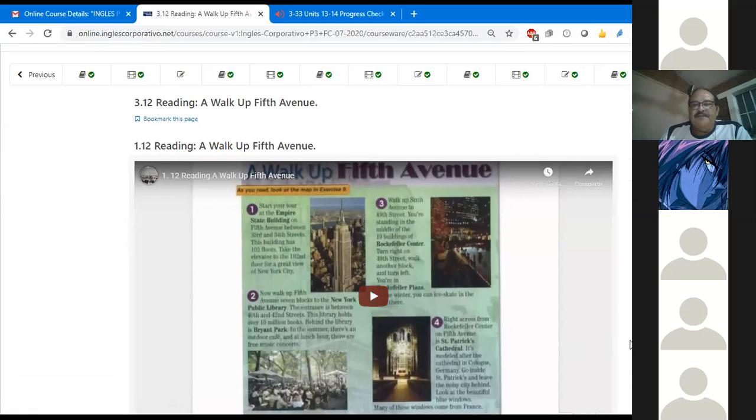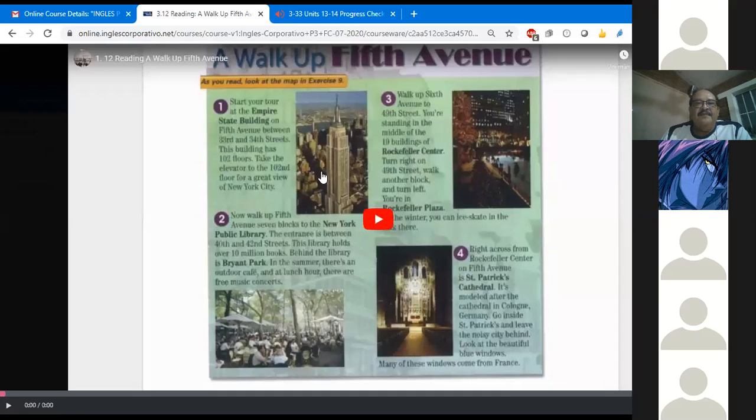Here it says, walk up Fifth Avenue. ¿De qué creen que se trata este video? Al ver el título. A walk up. Forma de llegar a un lugar. Okay. Ajá. Exactly, right? Eso ya estamos ahí inferiendo, y vamos a empezar a escuchar what they say, right? It's like a tour, right? Y en the different ways, las formas diferentes de llegar a un lugar. Okay.